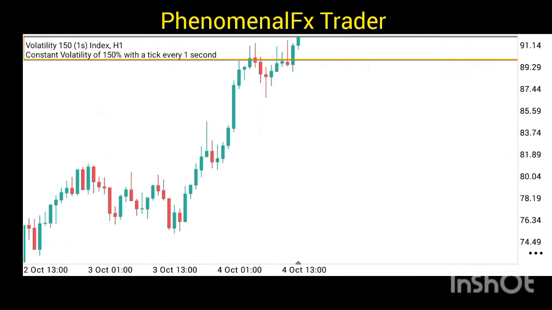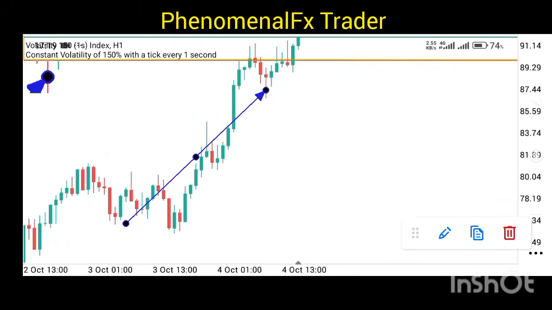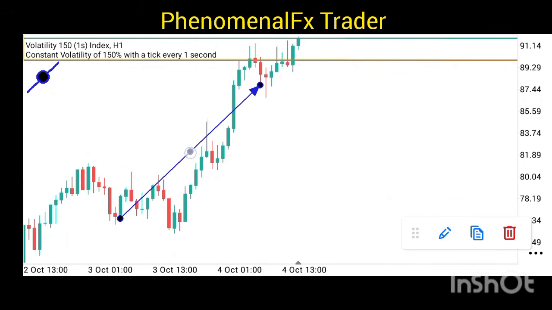All right, so on the 1 hourly time frame, what we are seeing here looks like a double top. The market bought to this level, you can see it sold down to this level, and then it is back at the same level. So there's a chance it can still sell here.